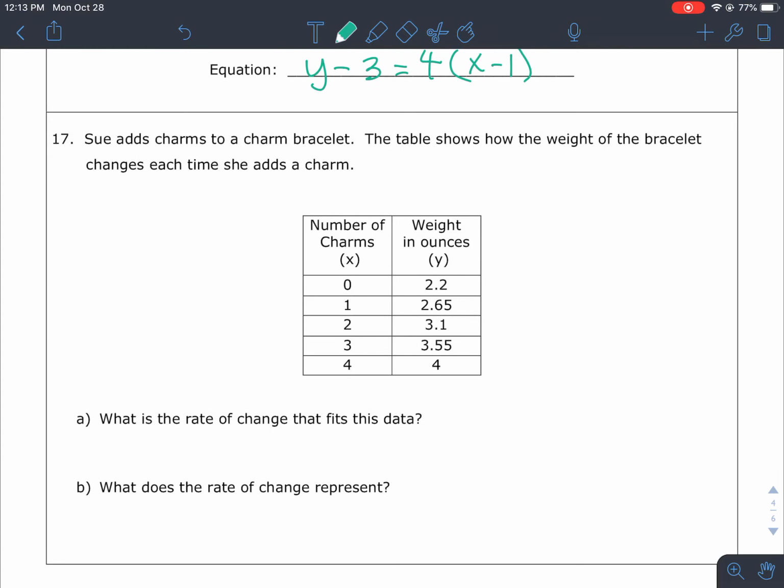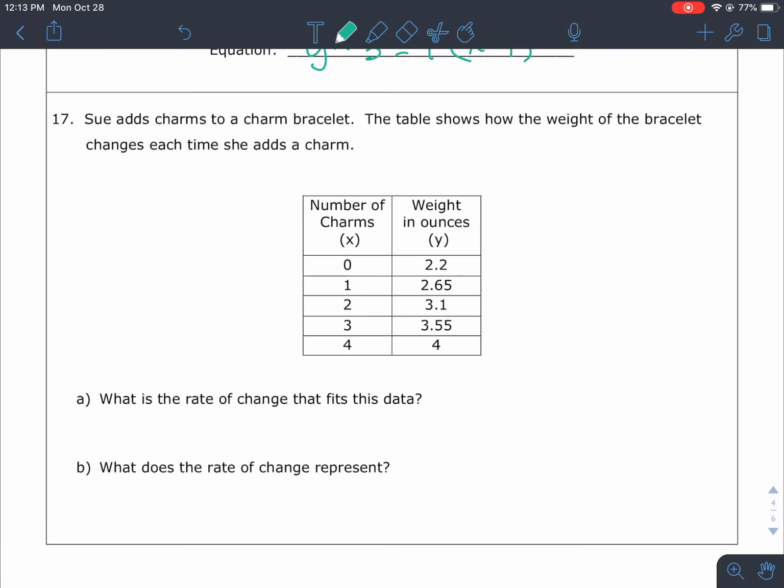17, Sue adds charms to a charm bracelet. The table shows how the weight of the bracelet changes each time she adds a charm. So here I'm given a table. Anytime I'm given a table, I'm going to type that into stat edit. Okay, it says what is the rate of change? Remember, rate of change is just another word for slope. So when you type that into stat edit, you should get that your slope is 0.45.